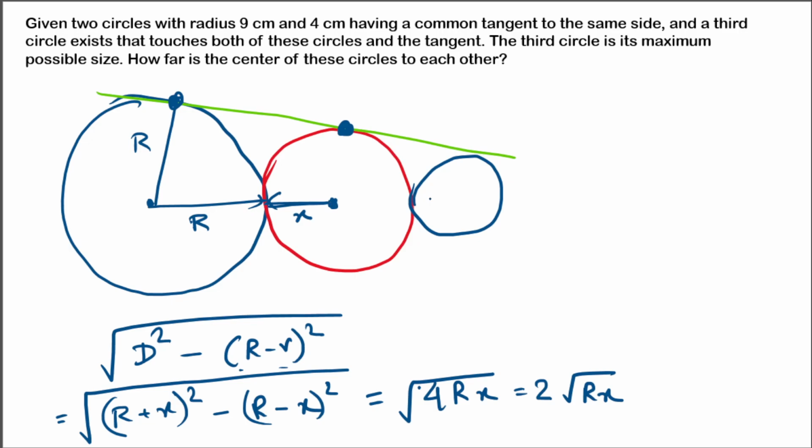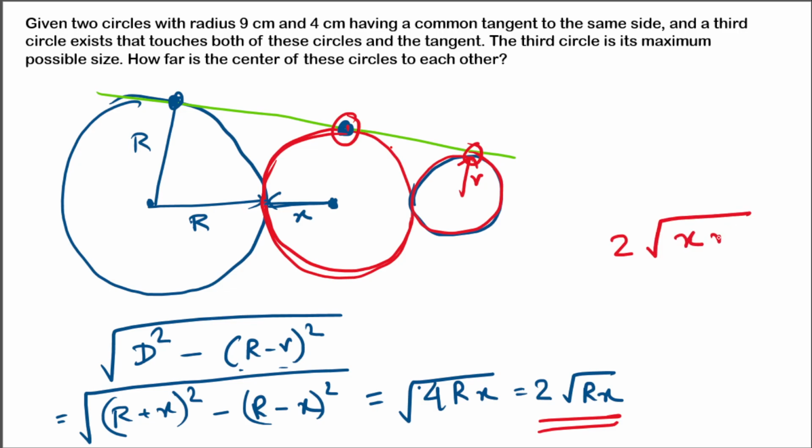Now similarly, we also have this common circle and the smaller circle. The smaller circle has a smaller radius, so we will have this length. Like this point to this point, following this example, it will be 2 root x smaller, right? So we have these two lengths. So this is 2 root x smaller, and this is 2 root capital R x, right? So we have these two lengths.